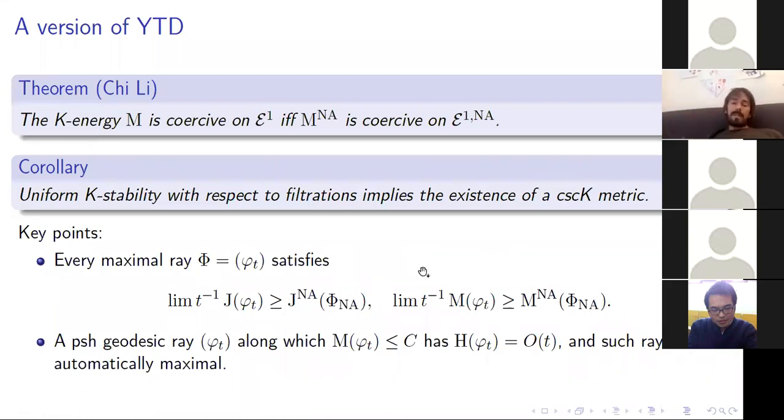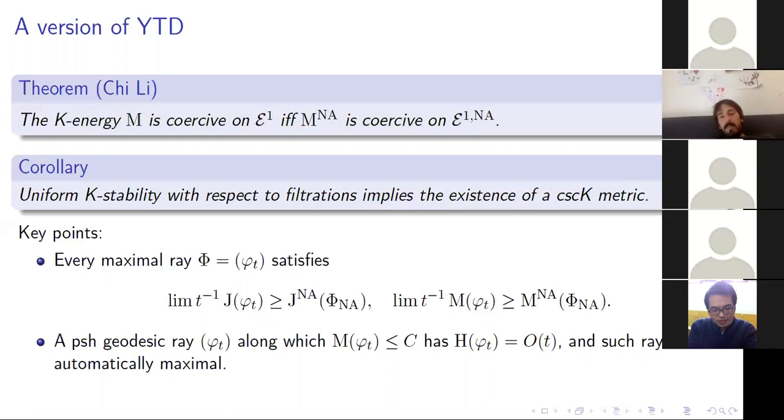But now remember that in M of phi_t, you have the entropy part H of phi_t, and the energy part, or the pluripotential part of M, which is controlled in a linear way by the energy. Along a geodesic ray phi_t like that, the energy is basically equal to t. So the pluripotential part of M of phi_t is big O of t. And so if you pick one of these rays along which M is not growing, then the entropy part can grow at most linearly with respect to t. And that's a very strong condition on the ray.